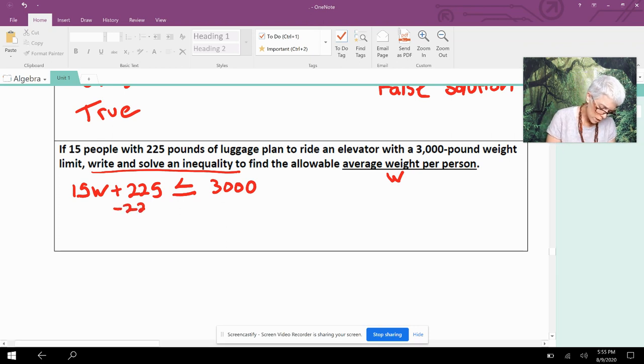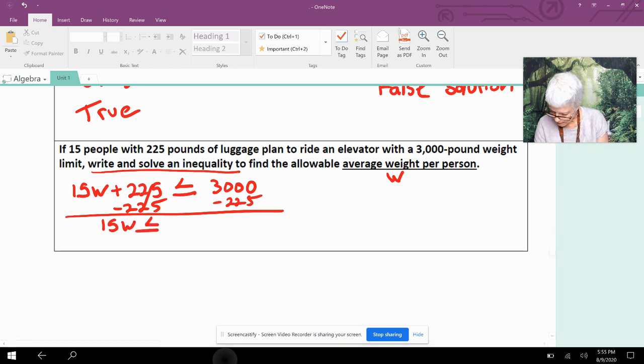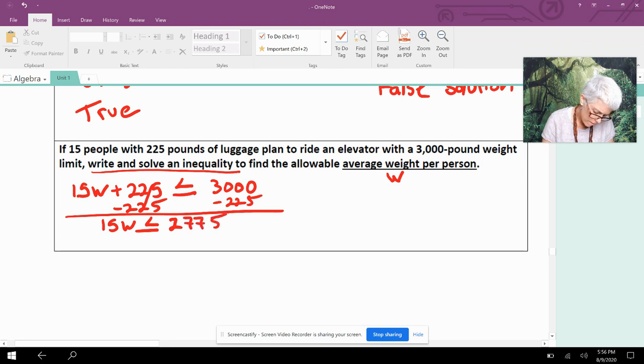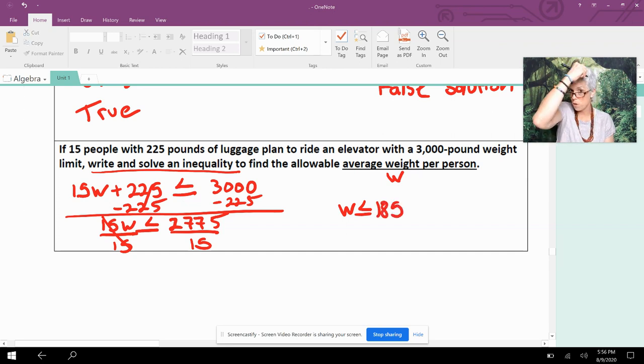Now I'm going to go ahead and work this problem out. And that's going to cancel out. And this ends up being 2,775. I divide each side by 15. There's no negative, so nothing gets flipped. And I end up with 185. So this is an average weight per person. That doesn't mean everybody weighs 185 pounds, but on average, so pretty much these people are safe to get on this elevator with all of their luggage.